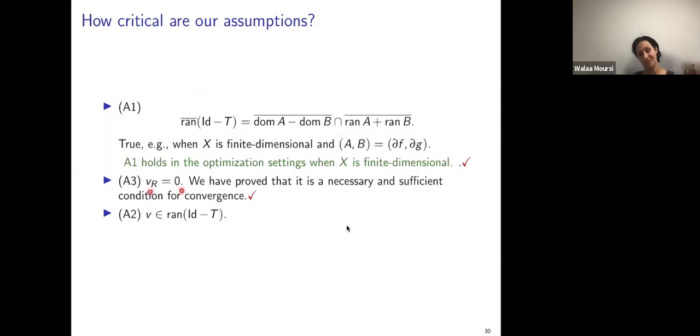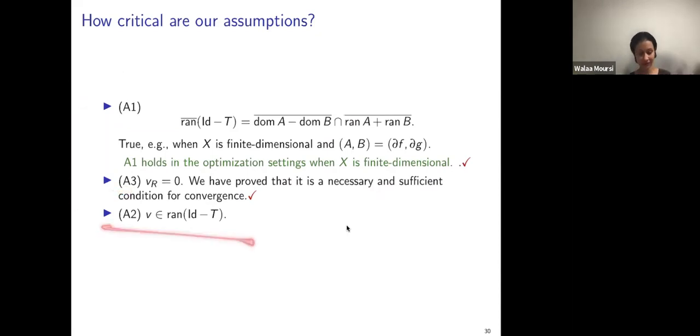Assumption 3, VR equals 0. I think I convinced you, at least if you believe the proof, if you go through the paper, that VR equals 0 was a necessary and sufficient condition for the shadow to stay bounded. And we can't do anything if it's not bounded. So because it's necessary and sufficient, I hope this also convinces you that we can't do any better.